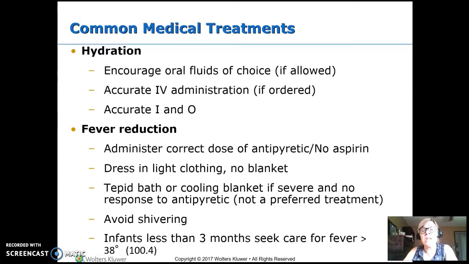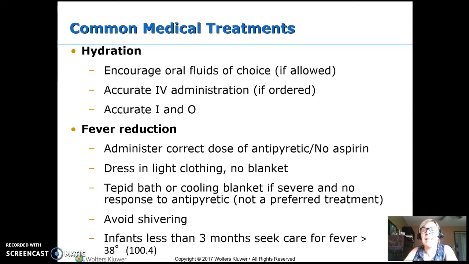So let's do non-pharmacologic methods as well. Dress them in light clothing with no blanket. Parents really like to do the tepid bath. That's rarely necessary, and you don't want it cold. You want it tepid, which is lukewarm.